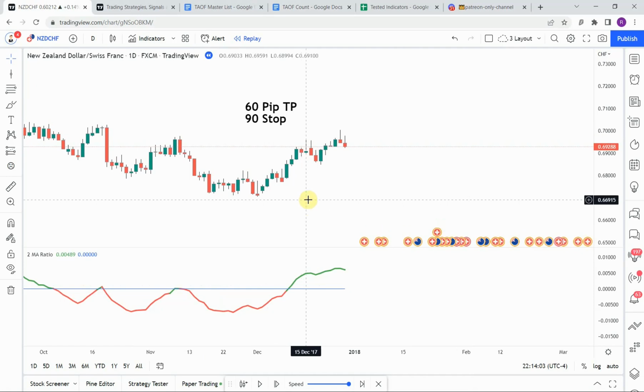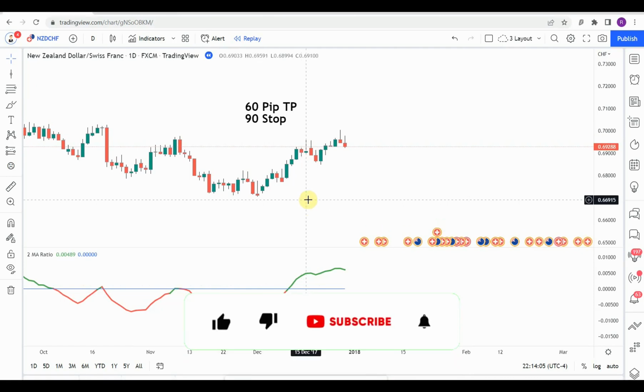Alright, and keep in mind that we test most of these indicators and strategies on the Forex market, but they can be applied to just about any market universally.